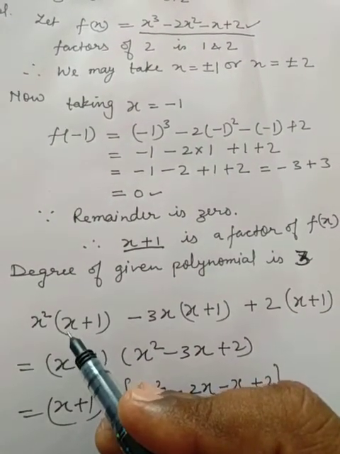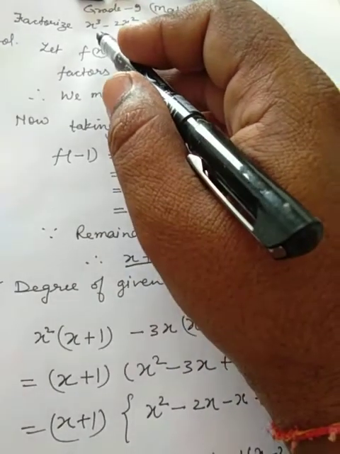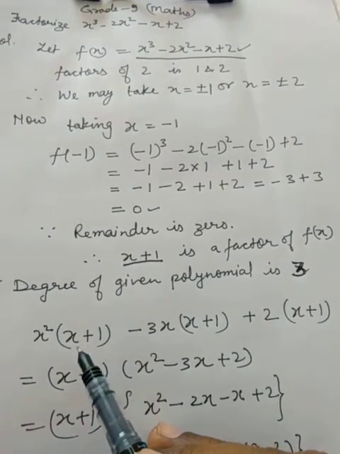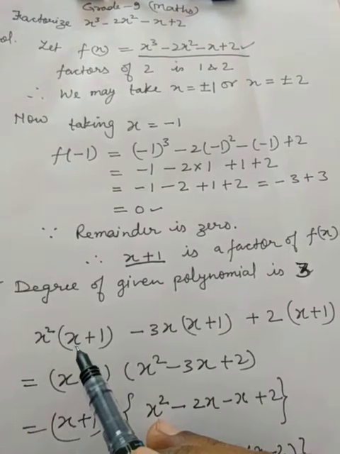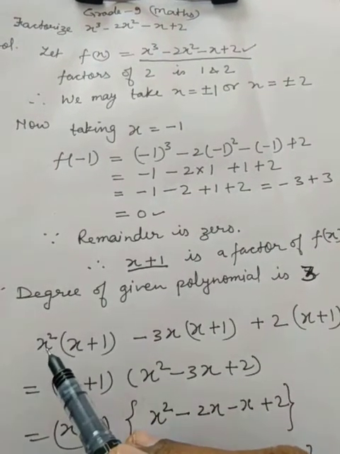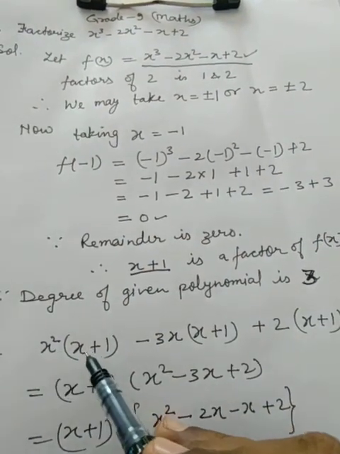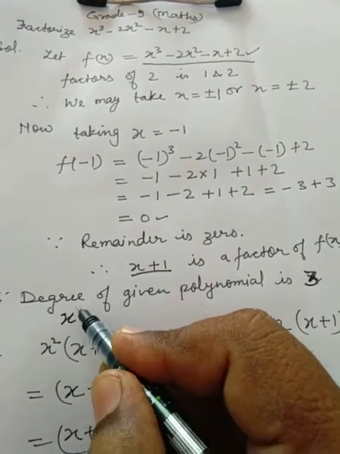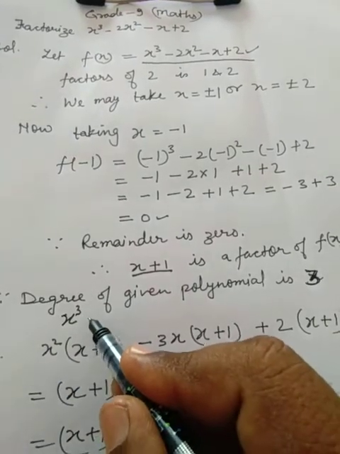Actually, in the first factor we will try to find the first term. The first term is x cube. So the question is: by which term should this x be multiplied to get x cube? I think this x should be multiplied by x square to get x cube. Whenever you multiply this x by x square, this will be x cube.